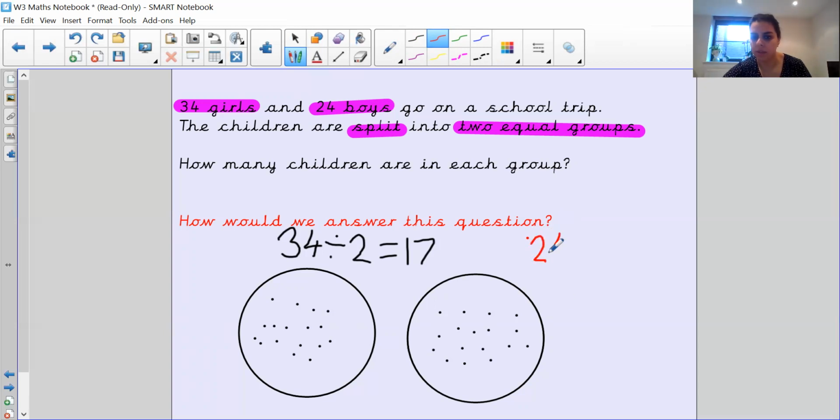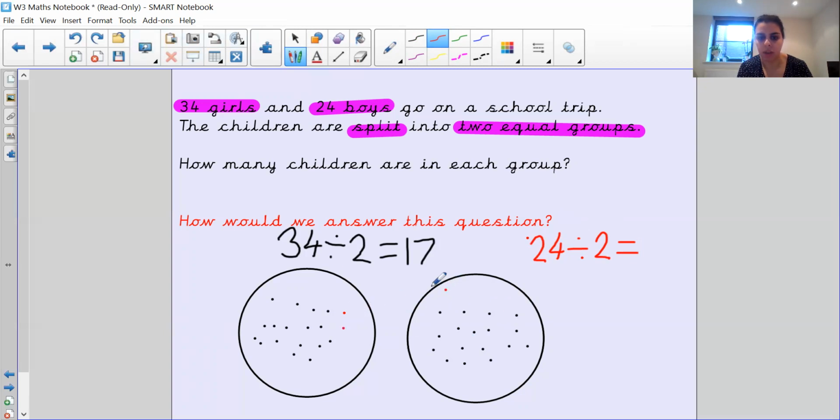It's 24 divided by 2. Again, we're sharing it into 2 groups. So I'm now going to do it in red. 1. Oh, it's going to make it too hard.